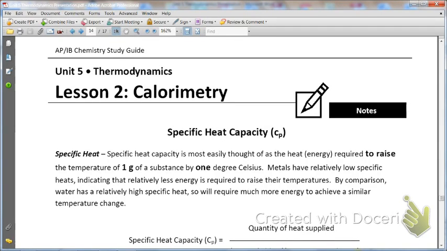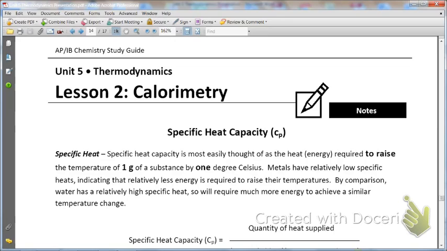Alright, let's go ahead and get started with this lecture video on specific heat capacity. This falls under Lesson 2, Calorimetry, in your notes. So as you follow along in this lecture video, go ahead and take some good notes and fill in some stuff. Alright, we're going to start off with defining what exactly is the specific heat capacity.